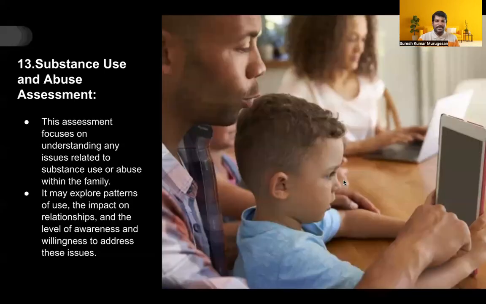And finally, substance use and abuse. Definitely, it is very important. Not only substance use, I have given a picture here, even mobile phone use and abuse also need to be counted. That will help us to know about the abuse and excessive use of these substances, like drugs or mobile phones, that will harm the relationship. So we have to understand the pattern, how they are using it. It can help them to overcome the addiction level in these substances.